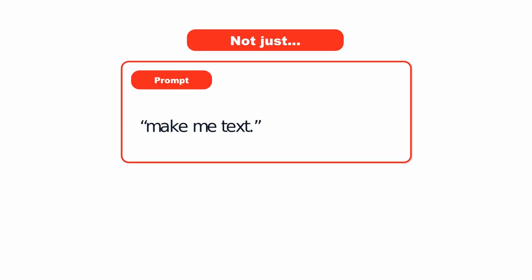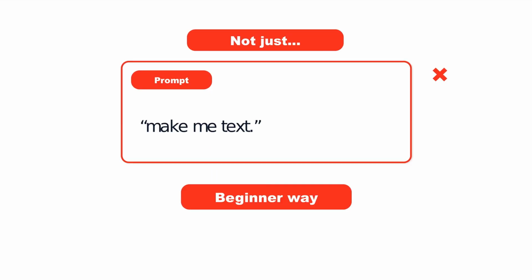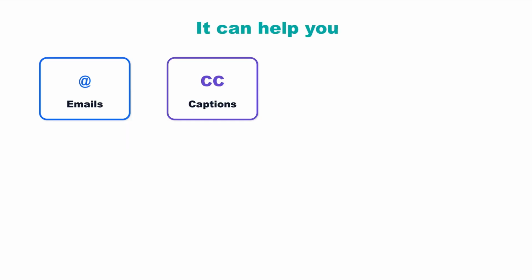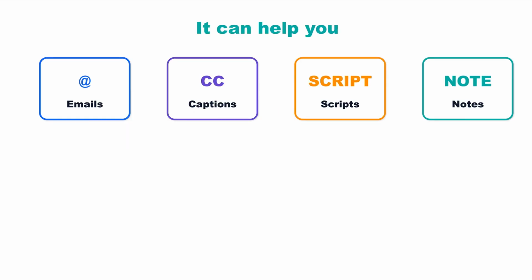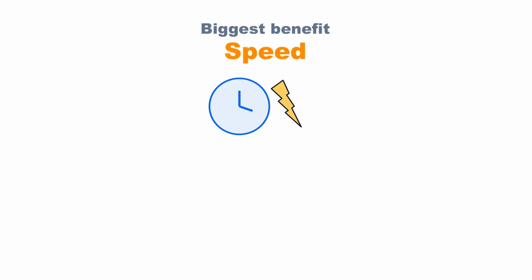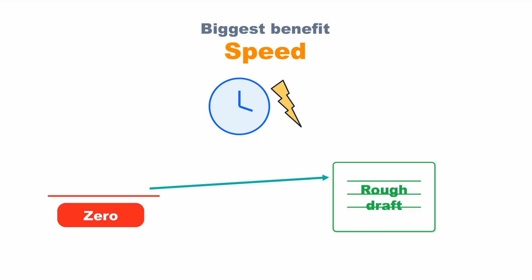Writing. Writing with AI is not just make me text. That is the beginner way. The better way is to use AI like a writing assistant. It can help you draft emails, captions, scripts, notes, summaries, product descriptions, or ideas when your brain is staring at a blank page like it owes money. The biggest benefit is speed. Instead of starting from zero, you start from a rough draft.